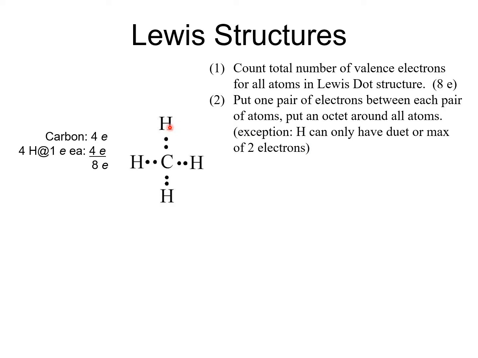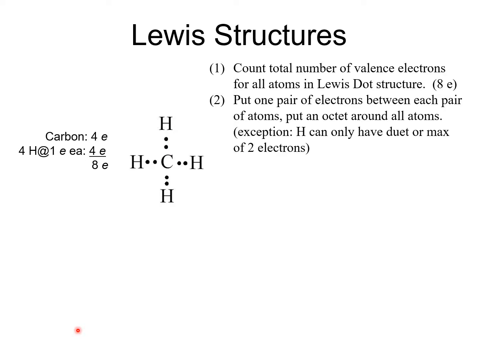So what did we do here? We put a pair of electrons between each pair of atoms. So a pair of electrons, pair of electrons. Let's see if everybody has an octet. So carbon has 1, 2, 3, 4, 5, 6, 7, 8. It has an octet. Carbon has an octet. What about the hydrogen? We do not want to have an octet around the hydrogen. Hydrogen can only have a duet. Does hydrogen have a duet? It has 2 electrons. Yes, it does.